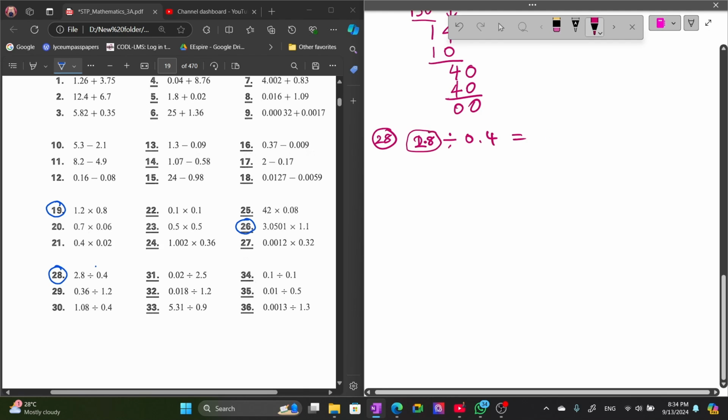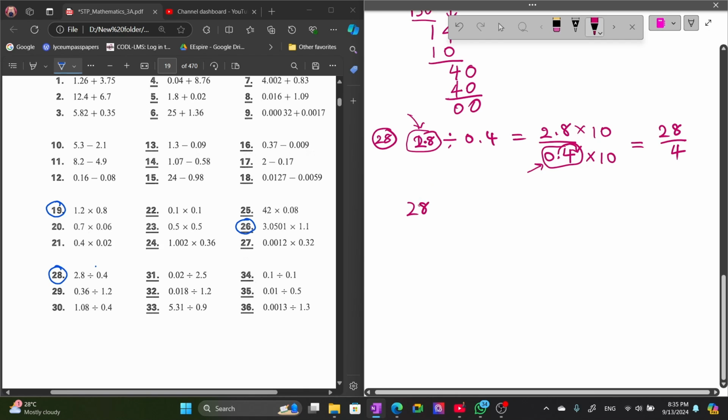The number we are dividing, the first number, comes as the numerator, 2.8. The number we are dividing by comes to the denominator. So like this. Now we have to make this denominator a whole number. So we have to take this decimal point to the right by one place. Then we can multiply both the numerator and denominator by 10. Then we get 28 over 4.